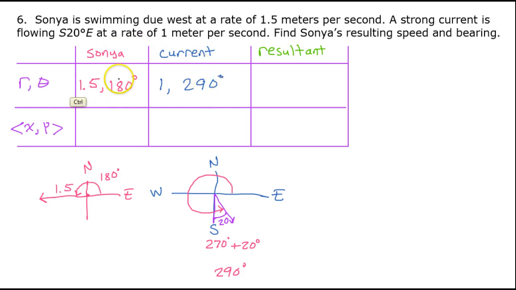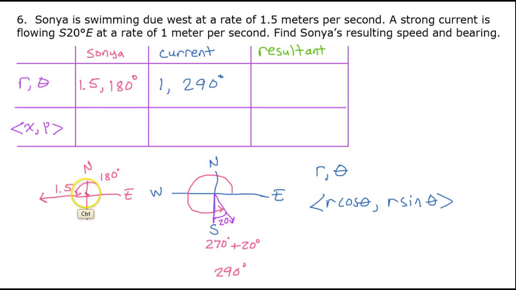Now unfortunately we can't just add these together for the resultant. For that we need component form. Now remember, if you have the magnitude and the direction, r and theta, component form is going to be r cosine theta, comma, r sine theta, the horizontal component and the vertical component.